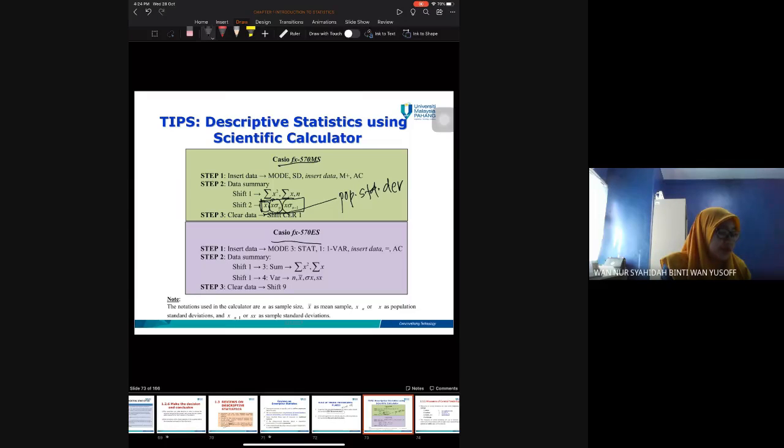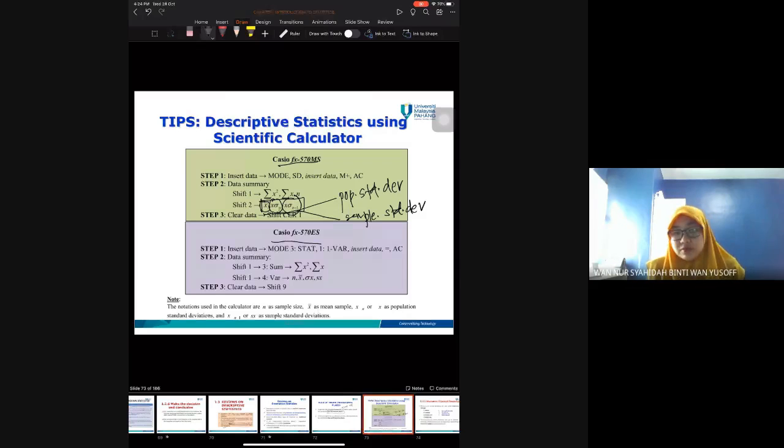Okay, the third one is the sample standard deviation. So why do we have 2 different values for the standard deviation, one for the population and another one for the sample? Because the calculator cannot distinguish whether the data that you key in is a population or sample. So you have to decide which value you need to use, population or sample. The calculator will give you both, but you have to decide whether you want to use the population standard deviation or the sample value, based on the data that we key in.